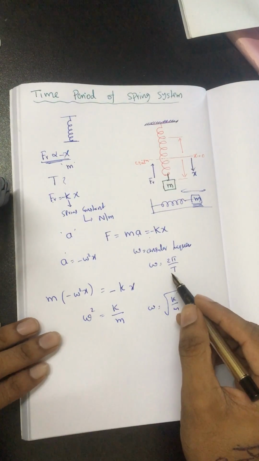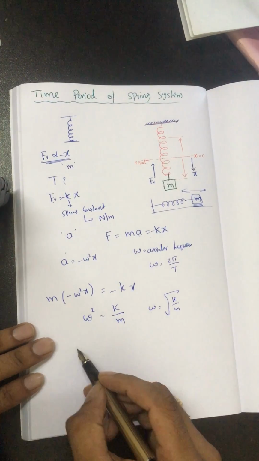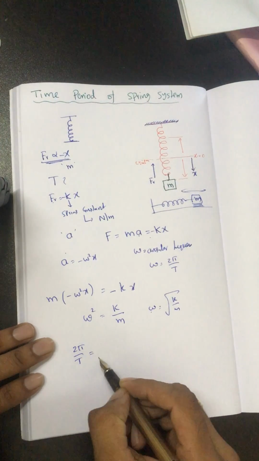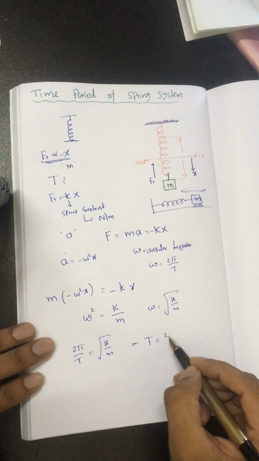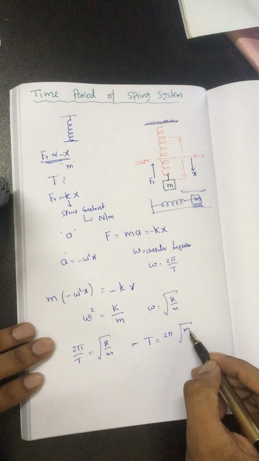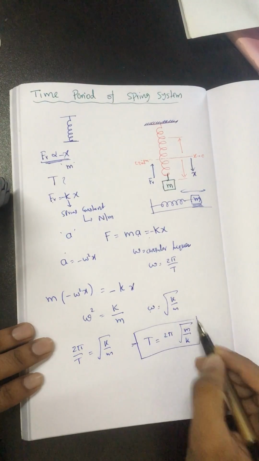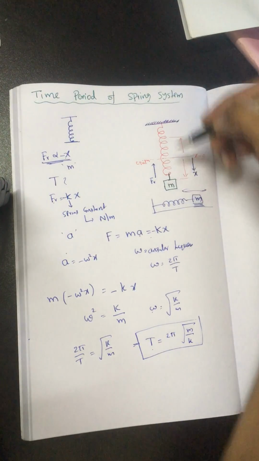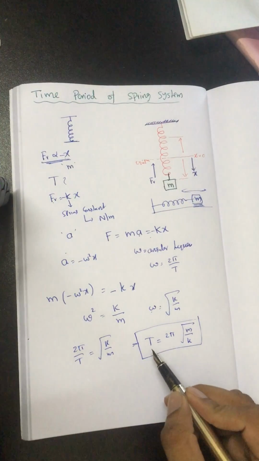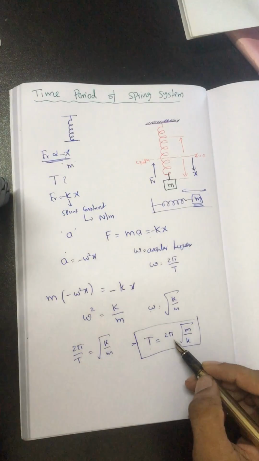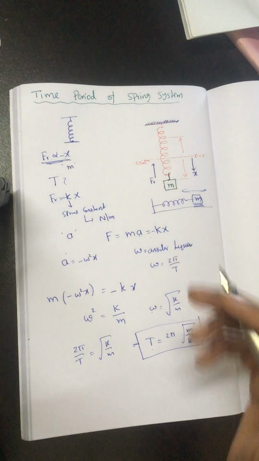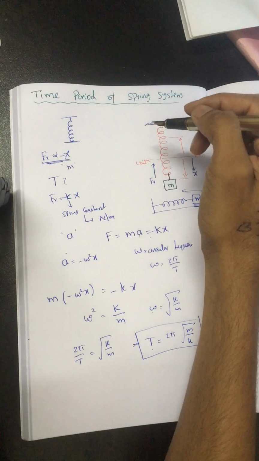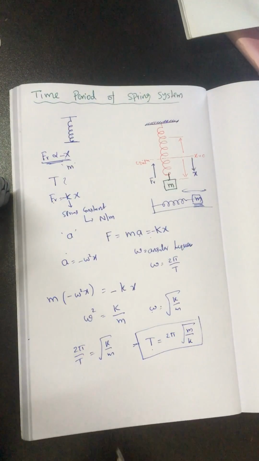I want to know the expression for the time period. So omega is equal to 2 pi by T, which is equal to square root of k by m, and this gives T is equal to 2 pi into square root of m by k. Here is the expression for the time period of an oscillating spring. The time taken for each oscillation is just 2 pi into square root of m by k. Now comes a question: on what factors does the time period of a simple spring system depend?